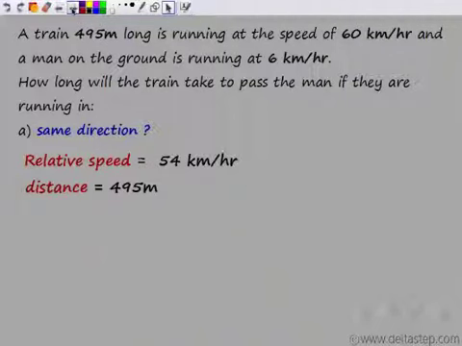Now what we have is relative speed, which is 54, difference of speeds. We have the distance, which is 495, the length of the train only, because it's crossing a man. What I need to find is how long will the train take. That is the time. So, distance divided by speed gives me time, but the units have to be the same. Here I have kilometers per hour and here I have meters. So I'll convert this into meters per second. So 54 kilometers per hour would be equal to 54 into 5 by 18 meters per second.